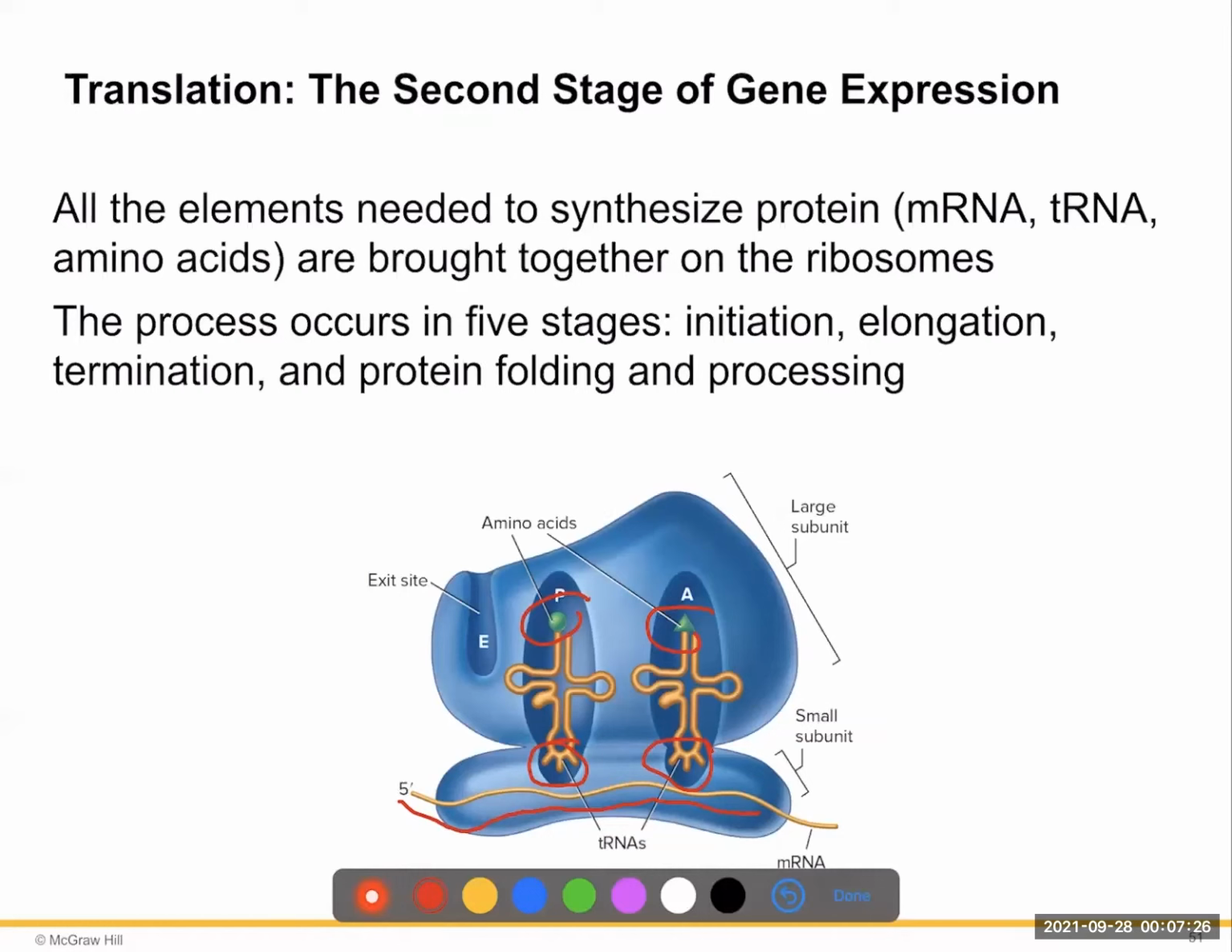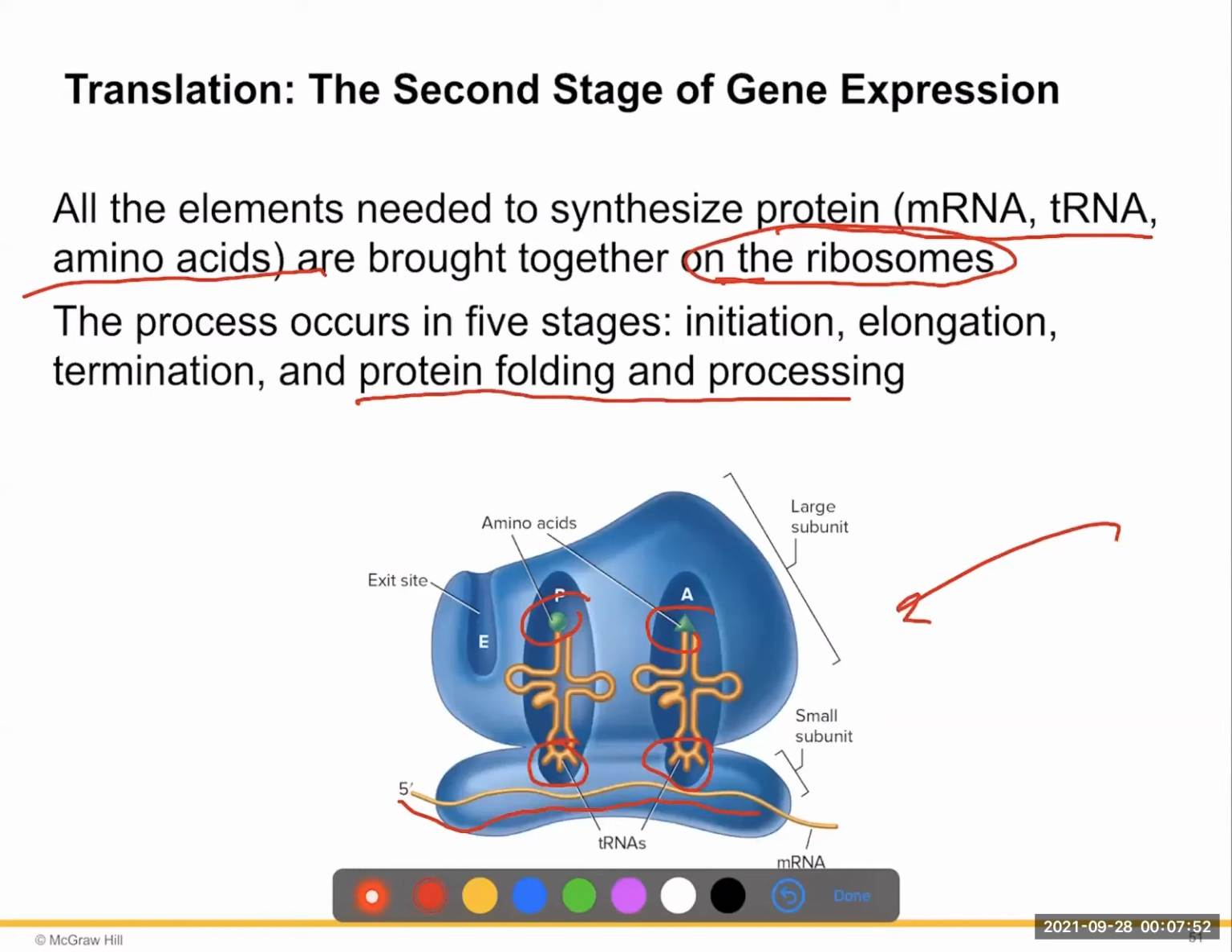So the messenger RNA that comes from the DNA determines the order of amino acids, which determines the shape of your proteins, which determines what protein is being made and the function of that protein. So all the elements needed to synthesize protein, messenger RNA, transfer RNA, and amino acids, are brought together on the ribosomes. You can see that right here, large and small subunits. It occurs in 5 stages. You get initiation, elongation, termination, and then you get the protein folding and processing, going from your primary protein structure to your secondary, to your tertiary, to your quaternary.